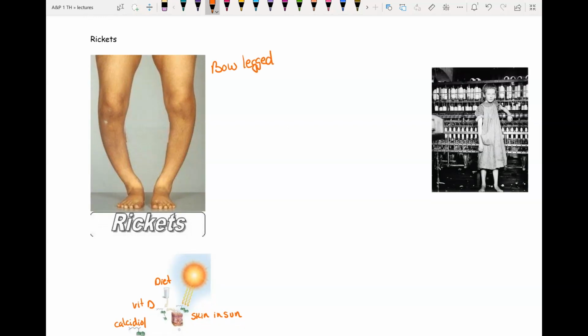So the legs you can see are unnaturally bent. That's because the bones are soft due to a lack of calcium, and the weight of supporting the body makes the bones bend.